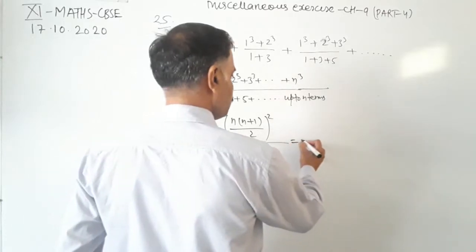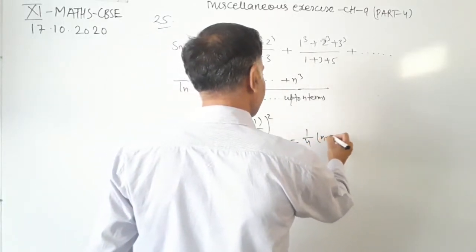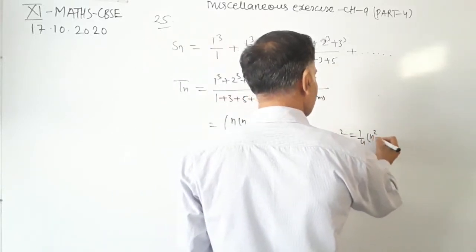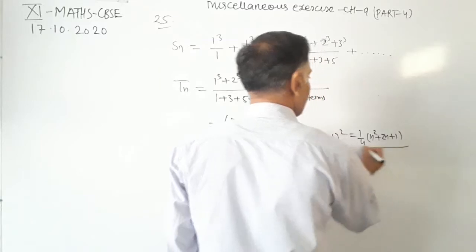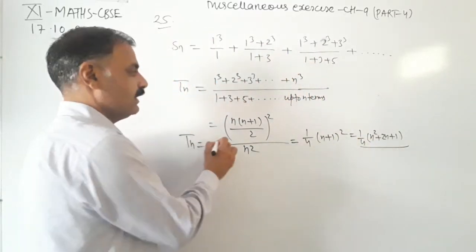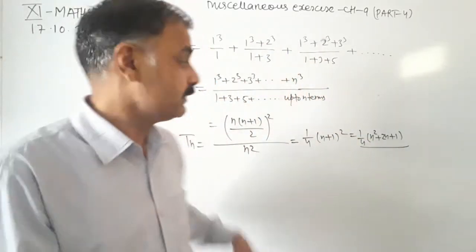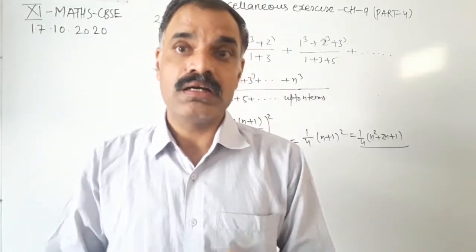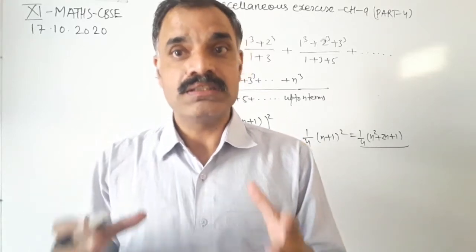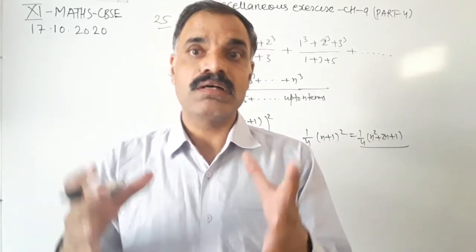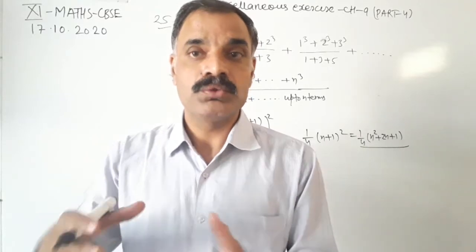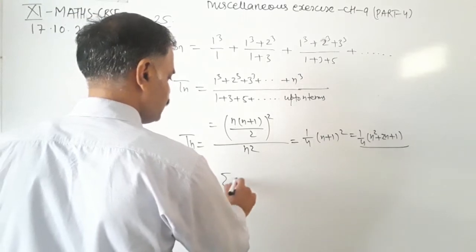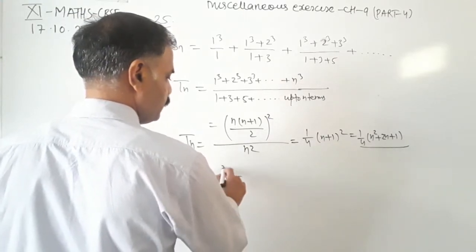So this is equal to 1 upon 4 into (n plus 1) whole square. So equals 1 upon 4 into (n square plus 2n plus 1). This is Tn, meaning this is the nth term of the given series. Now we have to find the sum of all these terms, that is, the sum of the nth term up to n. So Sn equals summation Tn, n varying from 1 to n.